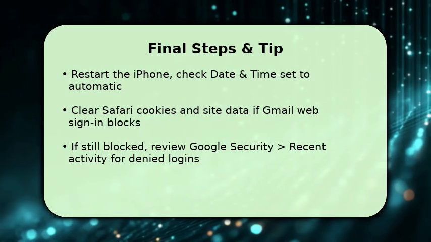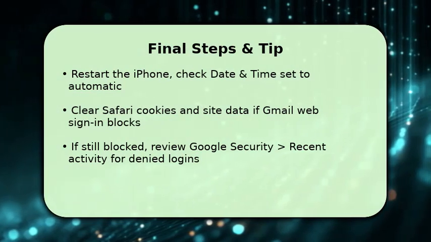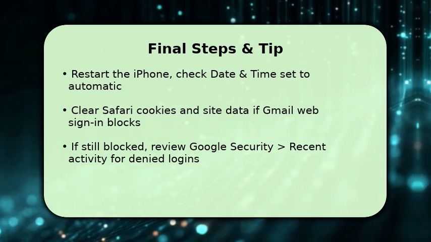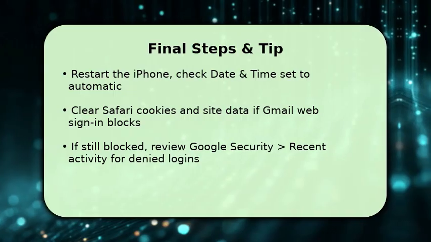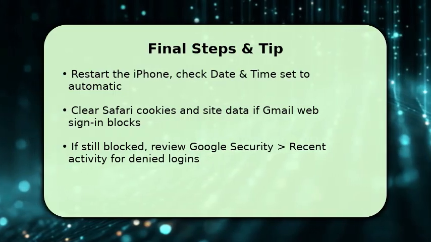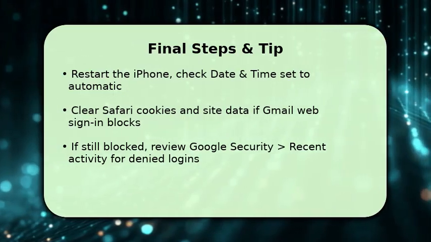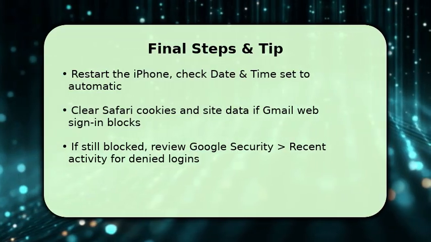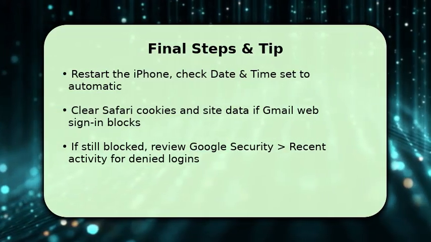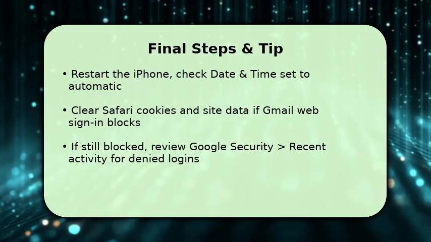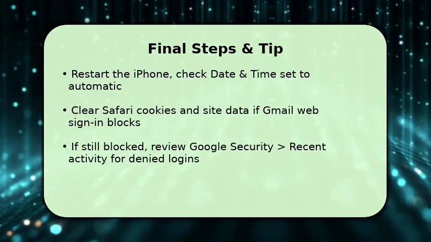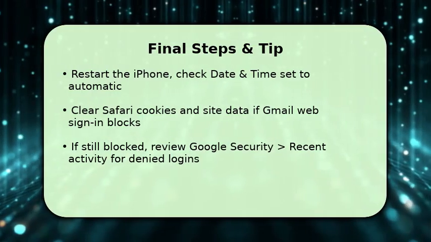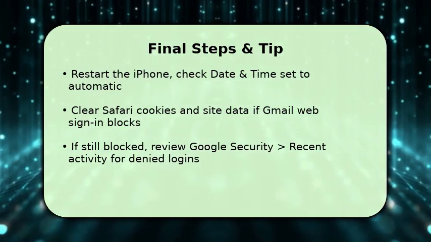Finish by eliminating local caching and time mismatches. Restart your iPhone and make sure date and time are set to automatic, since OAuth tokens fail with wrong clocks. Clear Safari cookies and site data to remove stale login fragments, then sign in again using the Gmail app or iOS Mail. If you still can't sign in, go to your Google account security recent activity to find and unblock or allow the denied sign-in. That's the single most useful troubleshooting move.